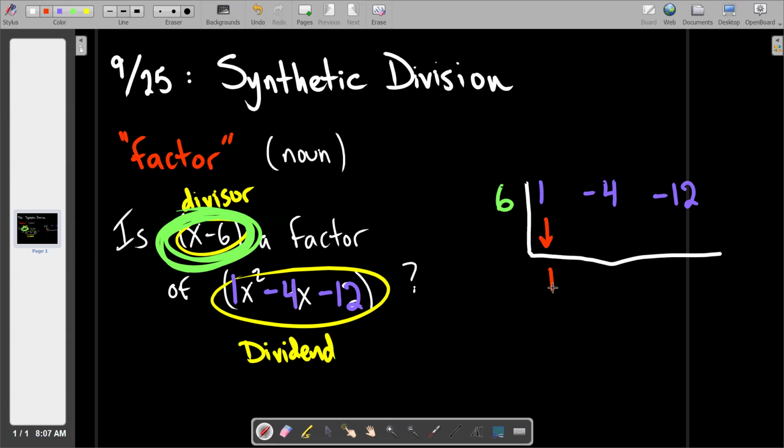Here comes the repetitive algorithm. 2 steps over and over again. You're going to take your green number. You're going to multiply it by your red number. What is 6 times 1? You're going to write that answer right here.